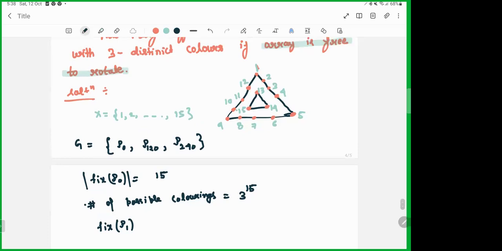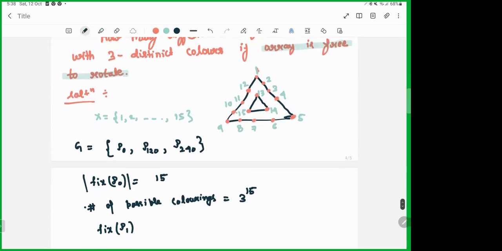Fix of row 1. What is fix of row 1? Sorry, row 120.